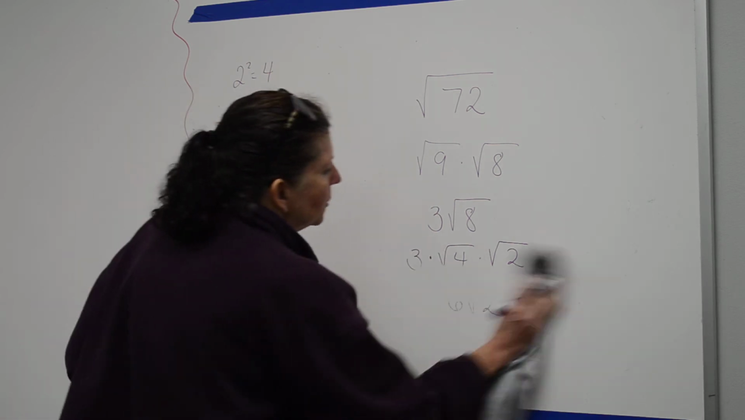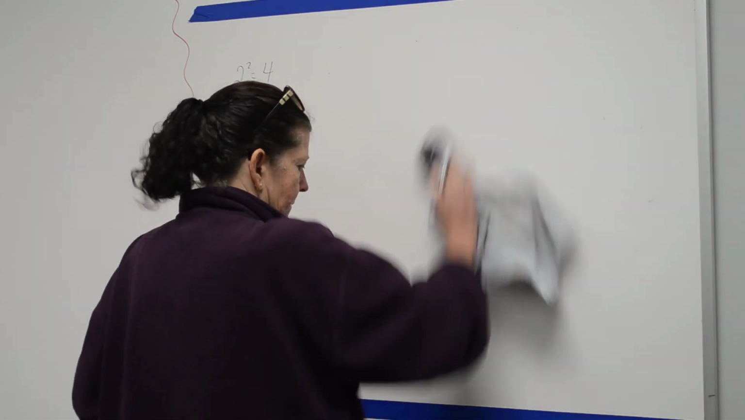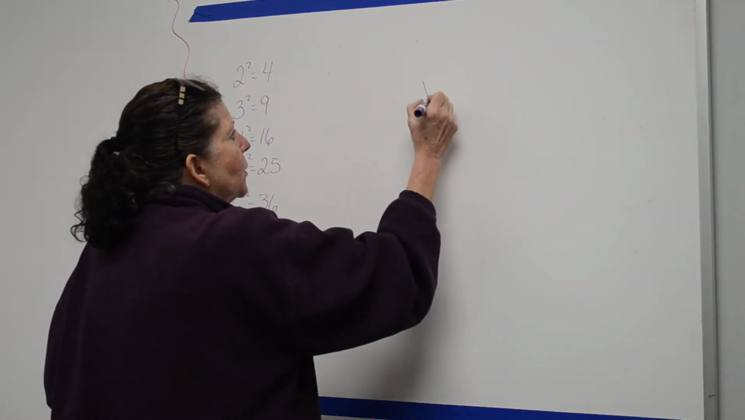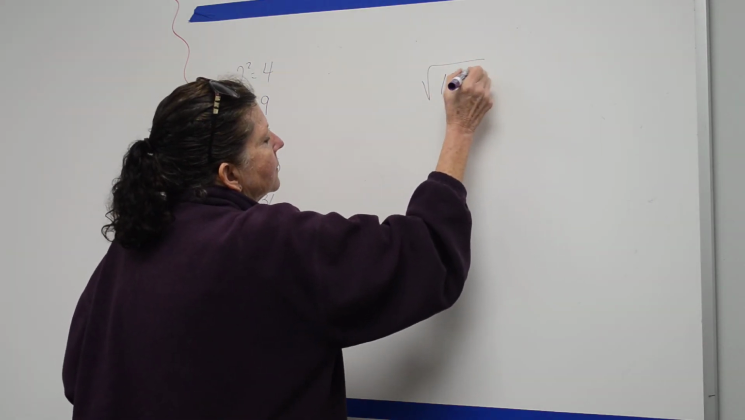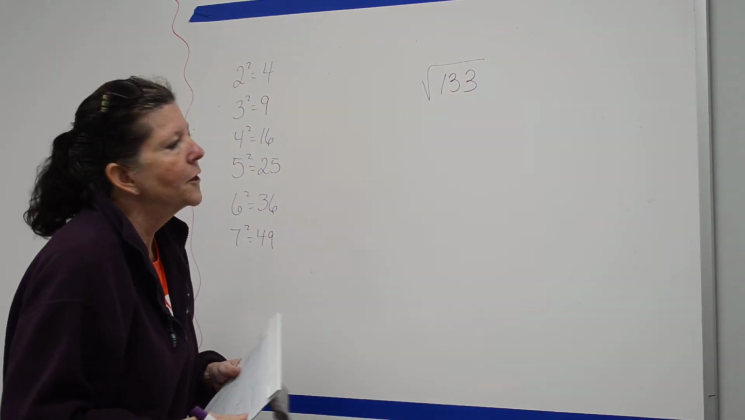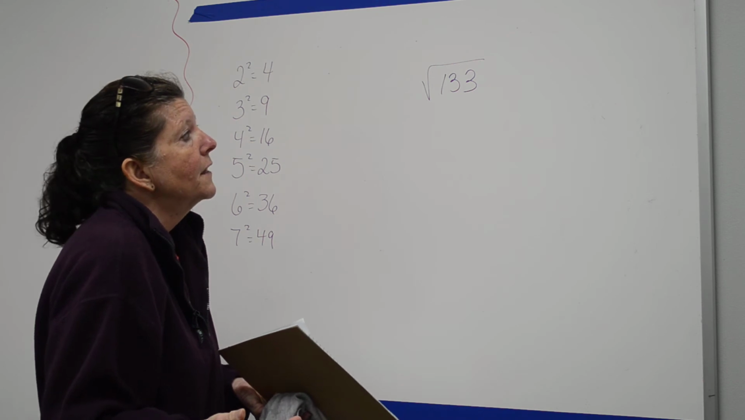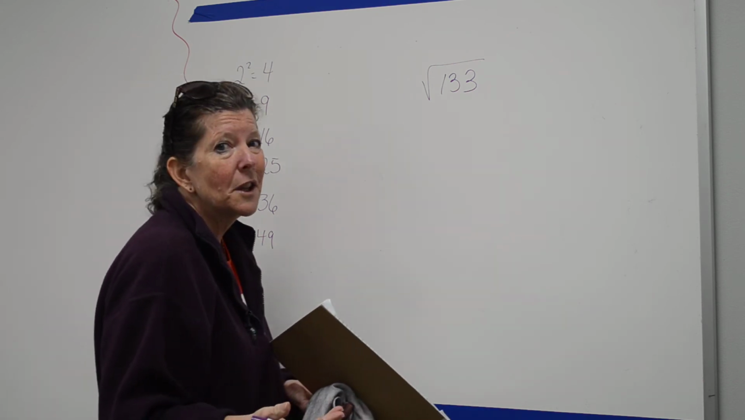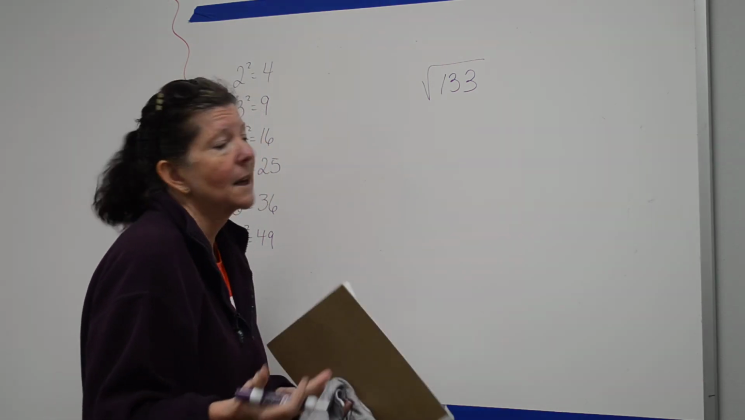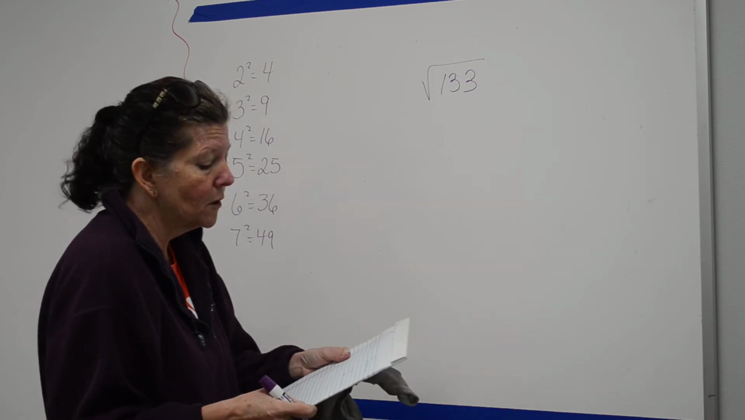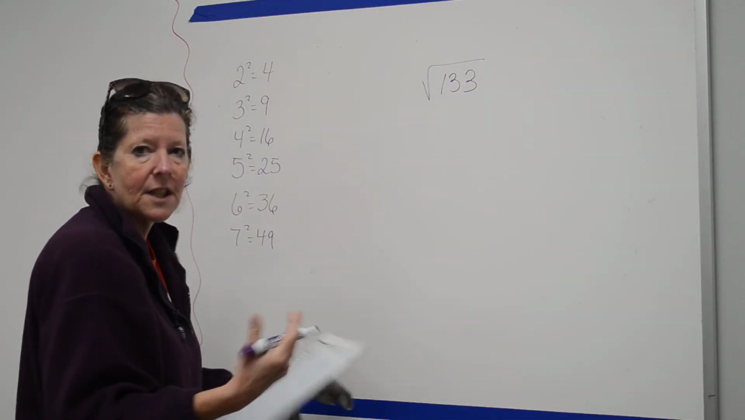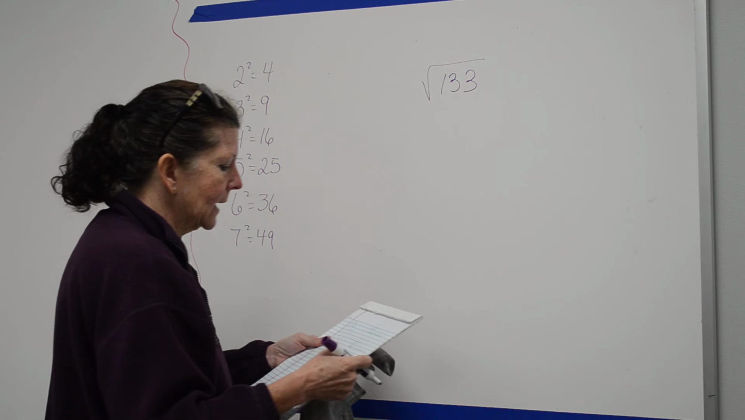All right, another one. The square root of 133. I'm looking at 133. The only thing that I can multiply together to get 133 is 133 times 1, and I can't take the square root of either one of those. So that's just the answer right there. I don't do anything to break it down.